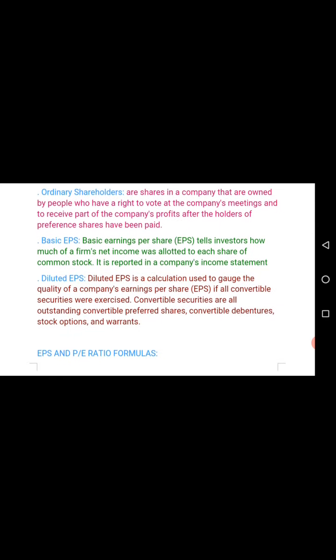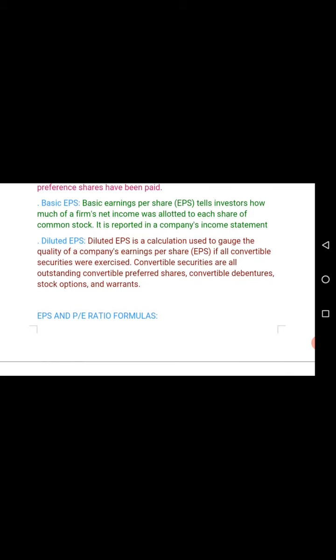It says diluted EPS is a calculation used to gauge the quality of a company's earnings per share. Now this is the condition, this is what makes it different: if all convertible securities are exercised. Now the difference between both of them is the existence of convertible securities. Now it goes on and says convertible securities are all outstanding convertible preference shares, convertible debentures, stock options, warrants. We'll be looking at those in today's class.